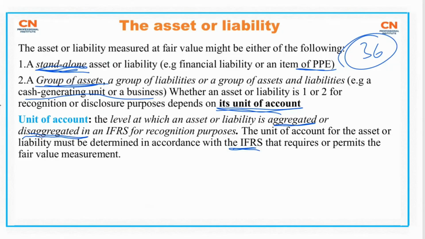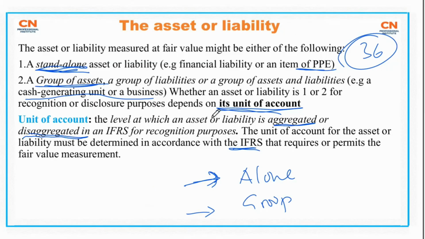So what we are saying is that for some assets or liabilities, you can either determine the fair value alone, as a standalone, or we can do it as what? A group. Okay. And that's what we call the unit of what? Account. All right, let's continue.